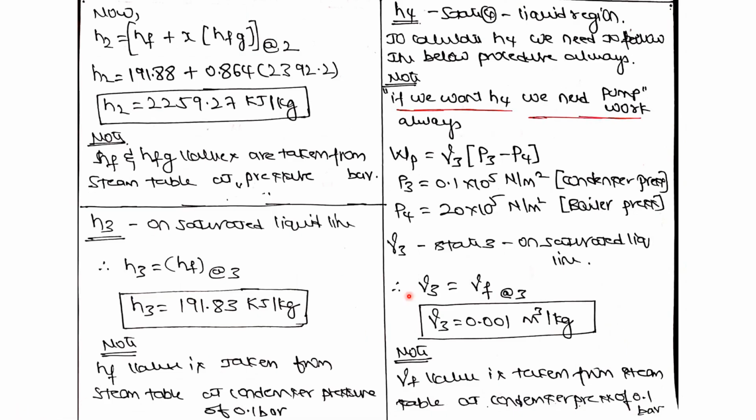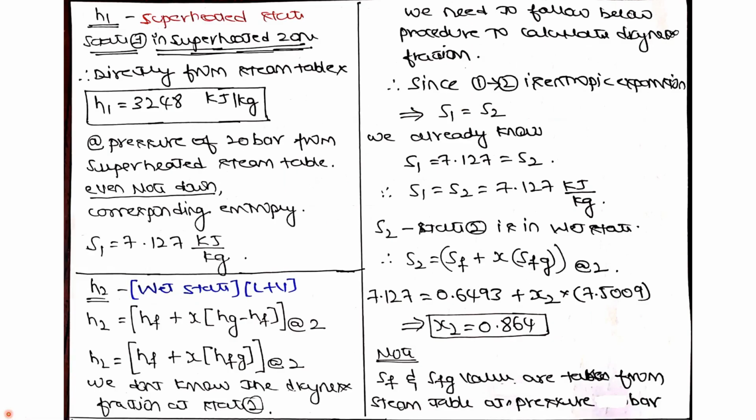So how do you calculate pump work? Pump work is given by specific volume at state 3 into P3 minus P4. Again, it is initial minus final. What is specific volume at state 3? P3 and P4 you know. P3 is your condenser pressure, P4 is your boiler pressure, that is 0.1 bar and 20 bar. So P3 and P4 you know, which are condenser pressure and boiler pressure.